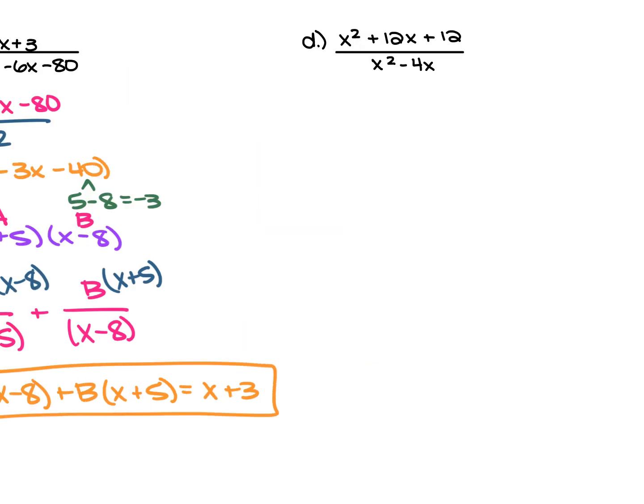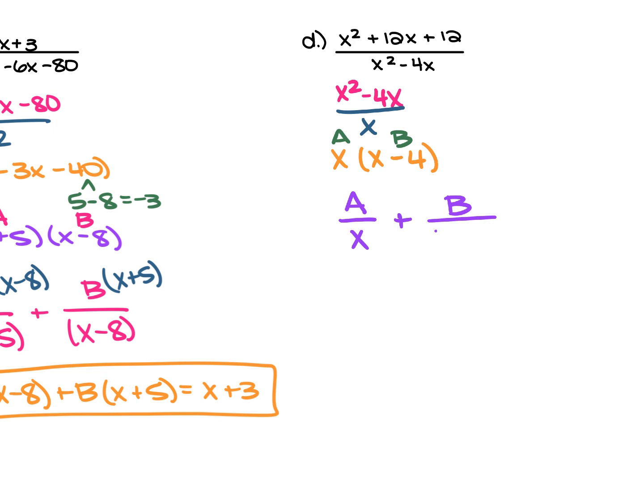For example D, you have x squared plus 12x plus 12 over x squared minus 4x. Take the x squared minus 4x and factor it out. You have an x, that's your greatest common factor, so that's x times x minus 4. Again, you have 2 parts, one that's the x, one that's the x minus 4. So you're going to give yourself a over x plus b over x minus 4.